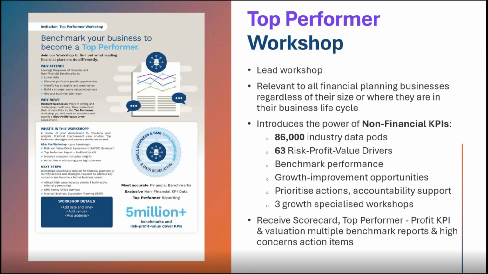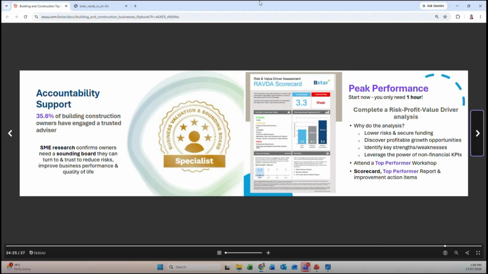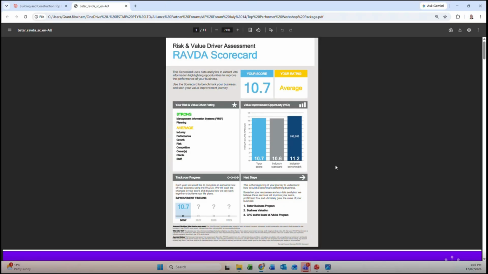It's not a one-to-one meeting. It's a one-to-many meeting. And after they attend the top performer workshop, they're able to get a package that includes their scorecard, the top performer profit KPI, valuation benchmark reports, and key concerns and actions. So let's have a look at the report that they get after they attend the workshop. So let's look at that now.